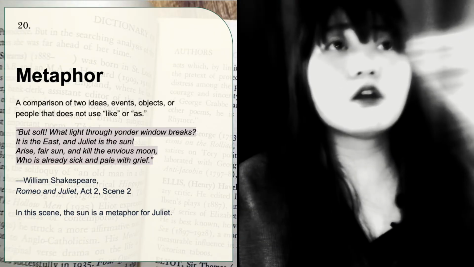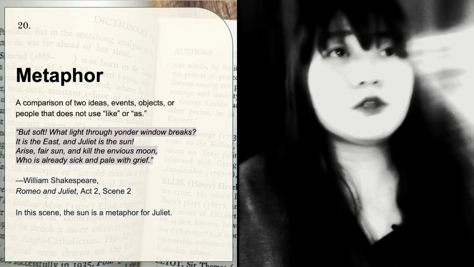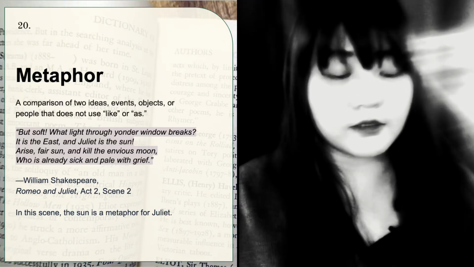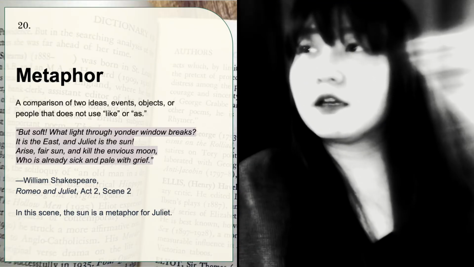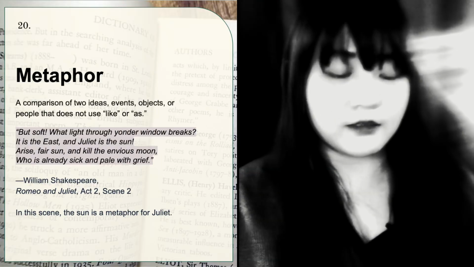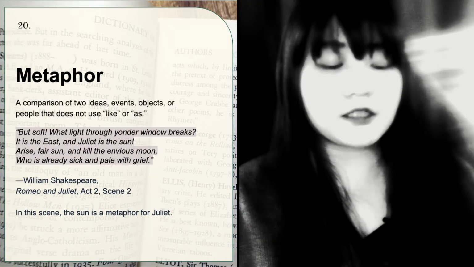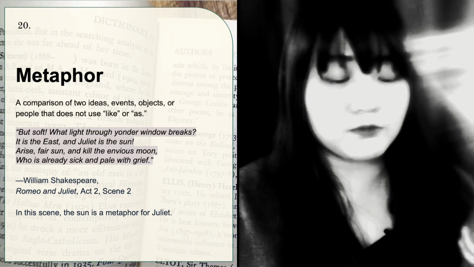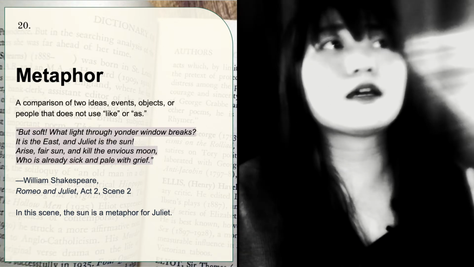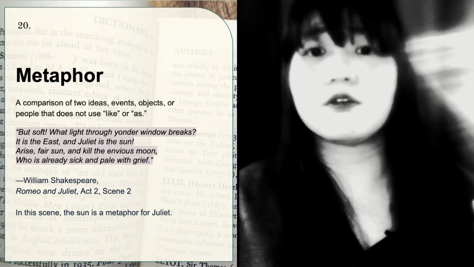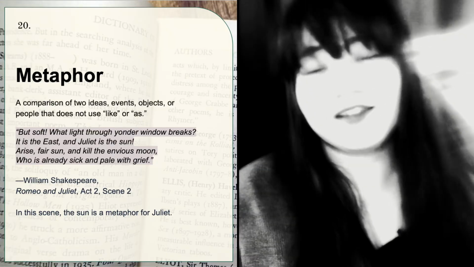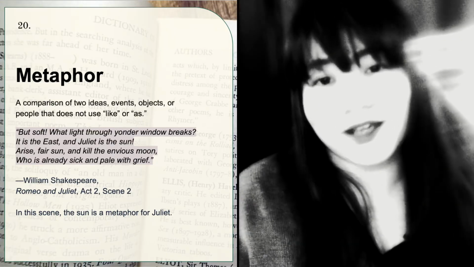But soft, what light through yonder window breaks? It is the east, and Juliet is the sun. Arise, fair sun, and kill the envious moon, who is already sick and pale with grief. In this scene, the sun is a metaphor for Juliet.